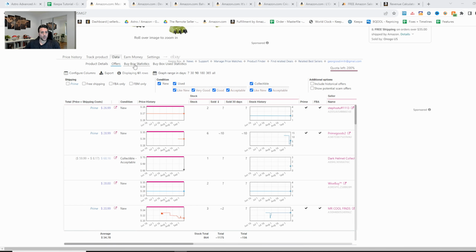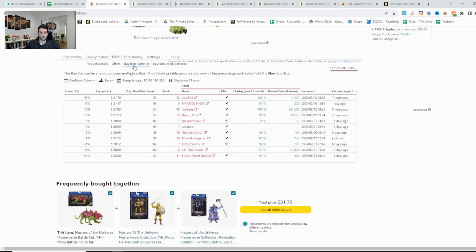Now, lastly, we have the buy box statistics section. So this is what it is. A lot of people treat this section very seriously. I don't think it's that important, and I'll tell you why. What they look at is the buy box percentage. So they say this person, Crossfire, for example, has 47% of the buy box. Mr. Cool Finds have 17%, and so forth. That means I won't be able to share the buy box with someone, because they have such a large share of the buy box. But this simply isn't true.